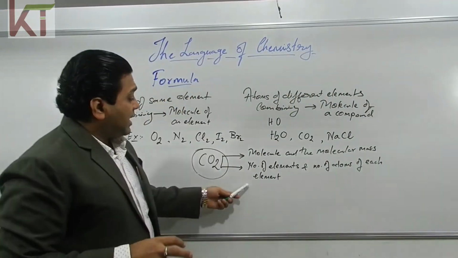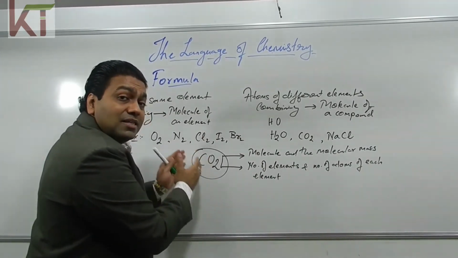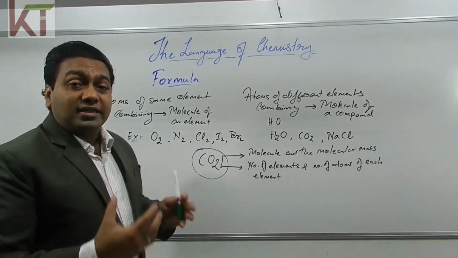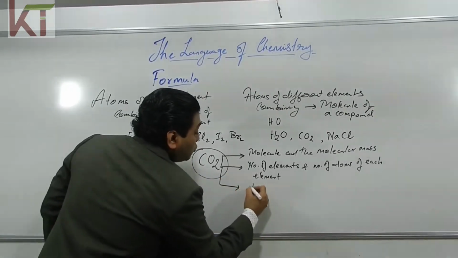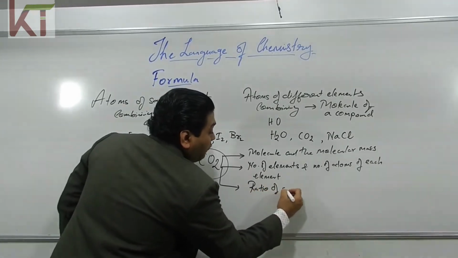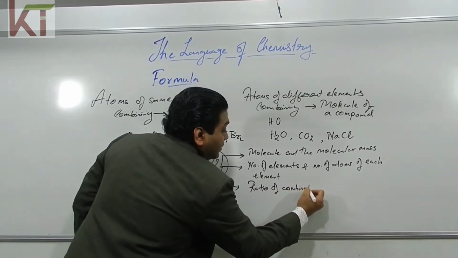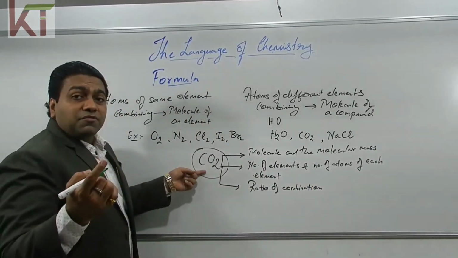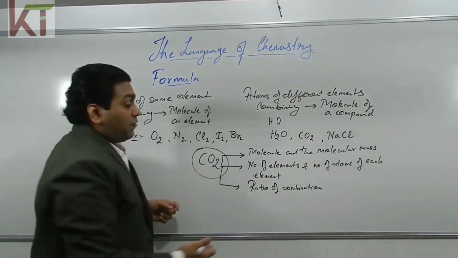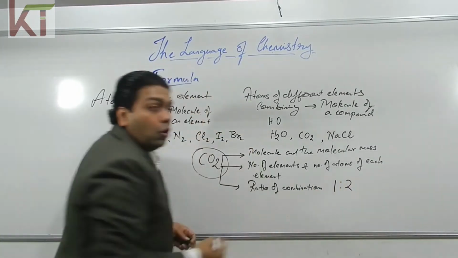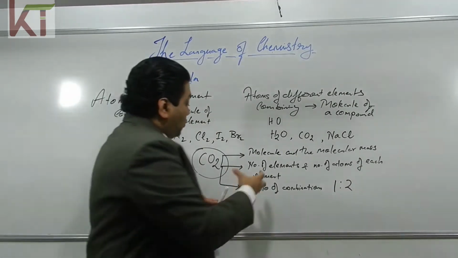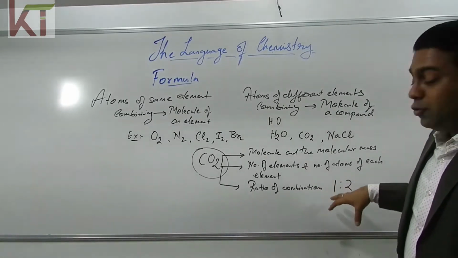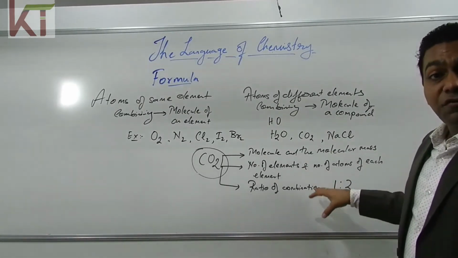And the third information that I get is that when these elements are combining together, in what ratio are they combining? So I come to know the ratio of combination. Now, in the case of carbon and oxygen, there is only one atom of carbon combining with two atoms of oxygen. So they are combining in the ratio 1:2. That is the third information that I get from here.